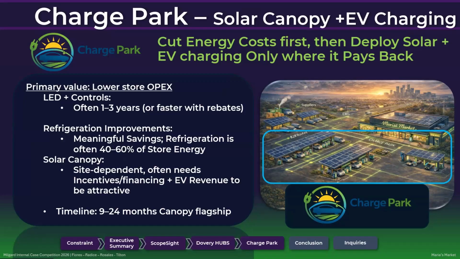LED lighting plus controls typically pay back in 1 to 3 years, often faster with rebates. Refrigeration improvements matter because refrigeration is 40 to 60% of store energy. Solar canopies are site-dependent and often need incentives, financing, and EV revenue to be attractive, so we treat them as selective flagships. Timeline-wise, canopy flagships are a 9 to 24 month effort end-to-end.